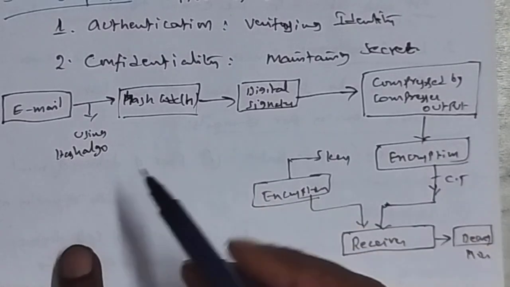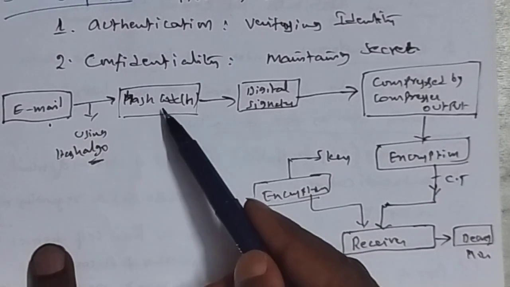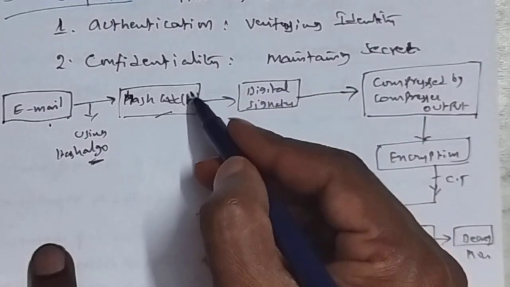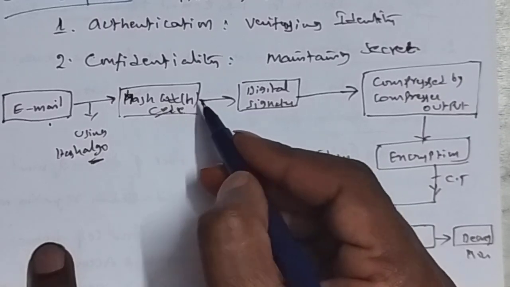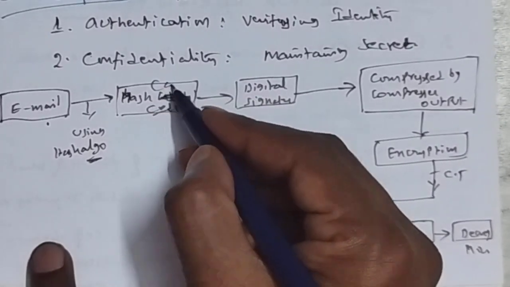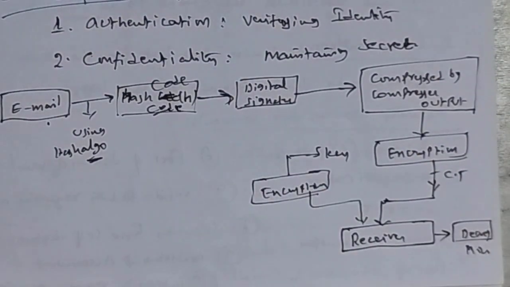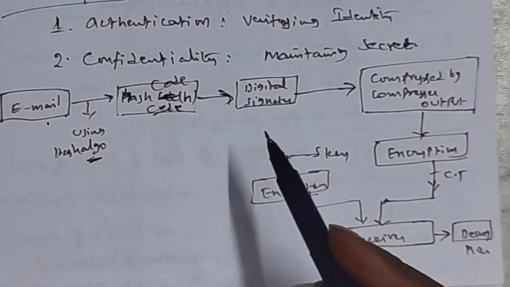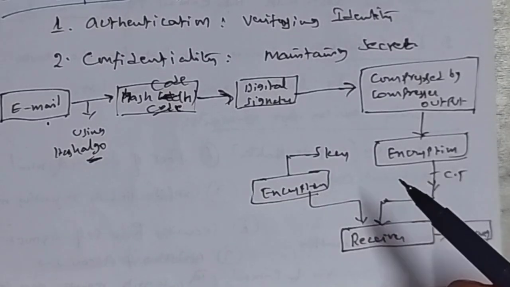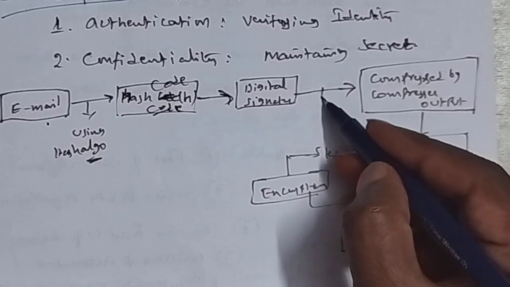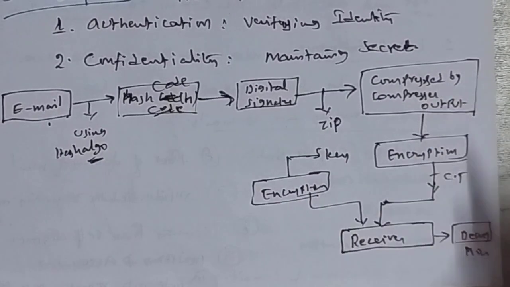This is the mechanism of PGP. The email, with the help of the hash algorithm, is converted to a hash code H. Then that goes to the digital signature, the digital signature is applied to the compressor, and the compressor output gets the encryption. Here we are also applying the zip function, adding digital signature and compressor.